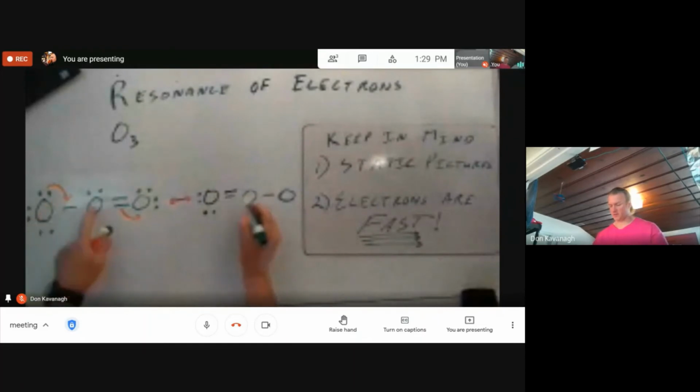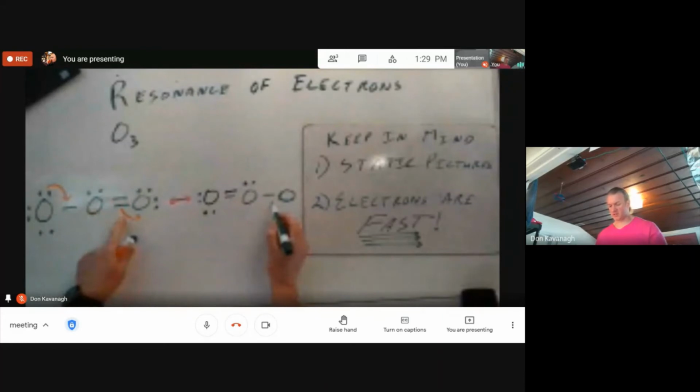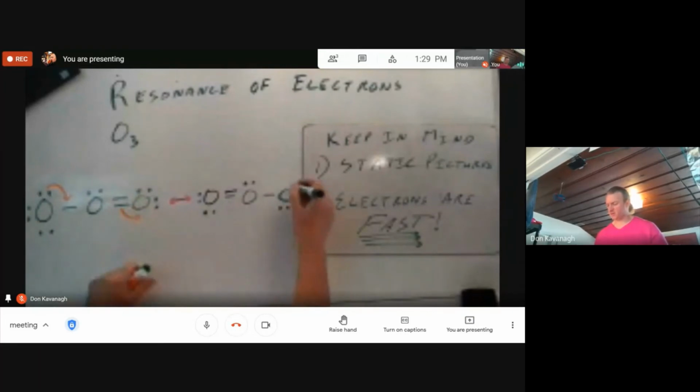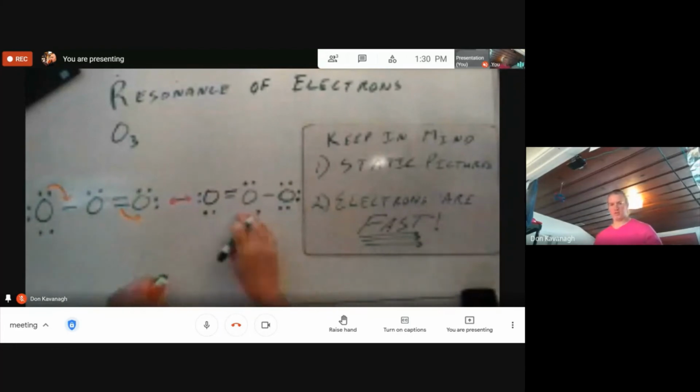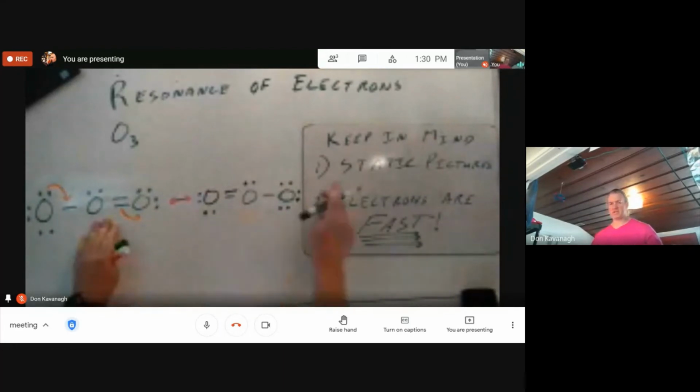Nothing happened to this lone pair. I'm just going to leave that there. This pi bond became a lone pair, and then nothing happened to these guys, so I'm going to put those back on there. So this is a Lewis dot structure. These are 2 Lewis dot structures. They are both static images, and the orange arrows are trying to show the movement of electrons.